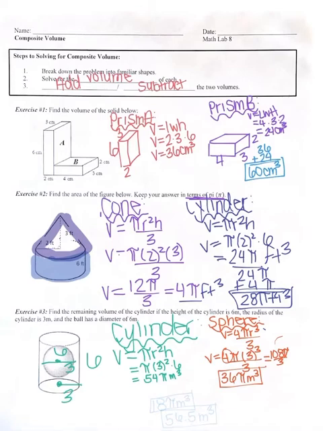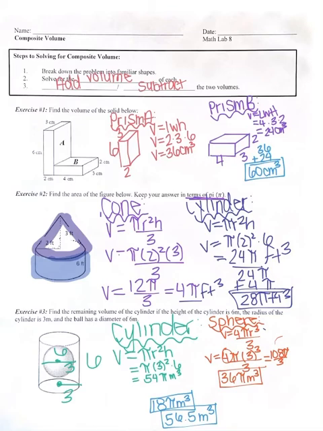Let's change the color for our answer. Go with the blue. So we have 18 pi meters cubed. This would be our exact answer. If we wanted to round this to the nearest tenth, what we would do is plug into our calculator 18 times pi and round it to the nearest tenth. That would give us 56.5, again, meters cubed.